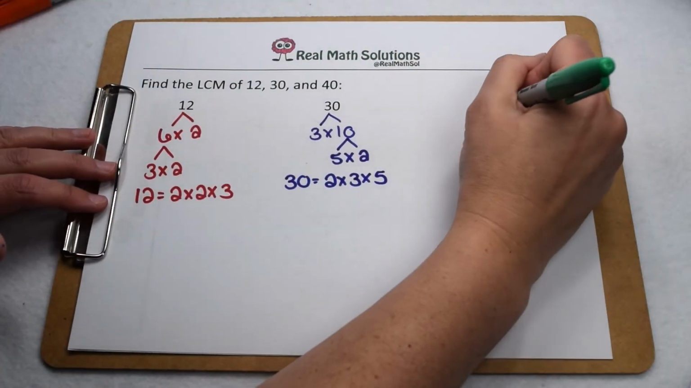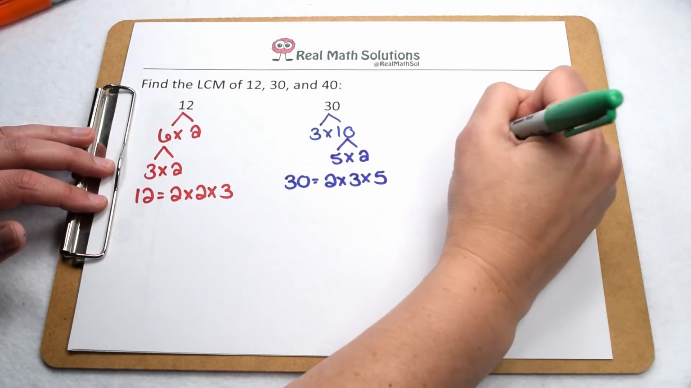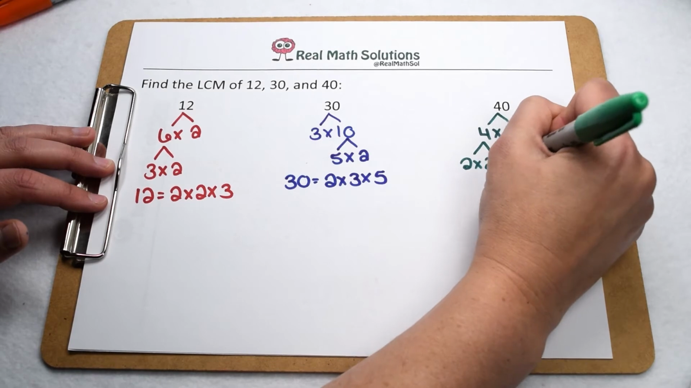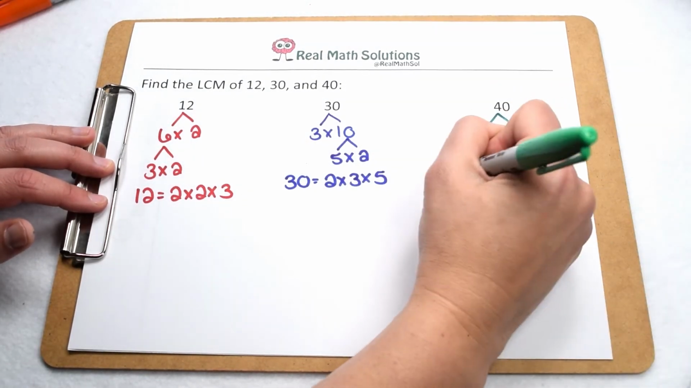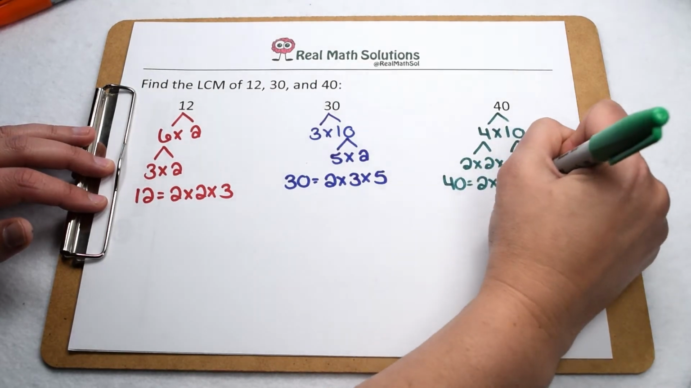Looking at the prime factorization of 40, we're going to start with the factor pair 4 times 10. Neither of those is prime, so we need to break down both of them. For 4, we'll use 2 times 2, and for 10, we'll use 2 times 5. All of those values are prime, so that tells us the prime factorization of 40 is 2 times 2 times 2 times 5.